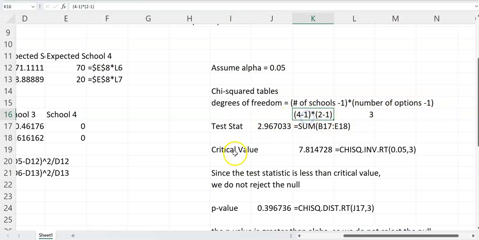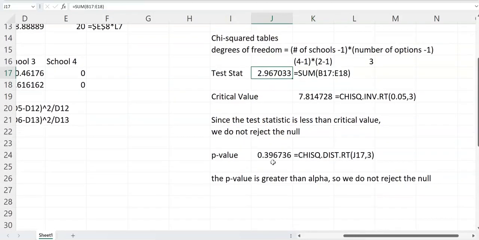So once we do that, we need to compare our test statistic with the critical value. We calculate the chi-squared critical value, which is given what alpha we have and the degrees of freedom, we get a number. We then compare our critical value with the test statistic, and then we decide whether we reject the null or not. We can also find the p-value down here. This is the formula to find the p-value. We use the test statistic and the degrees of freedom to find the p-value. And we also do the same idea. We compare the p-value with the alpha. If p-value is greater than alpha, we do not reject the null.